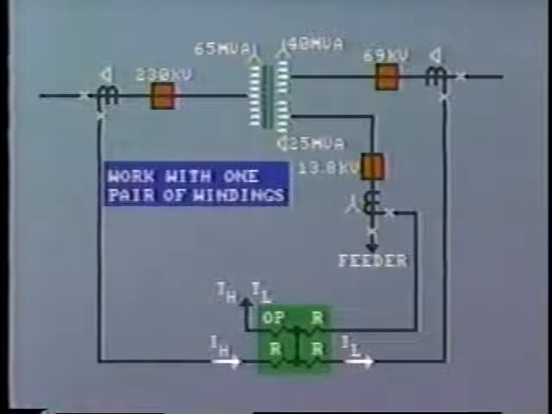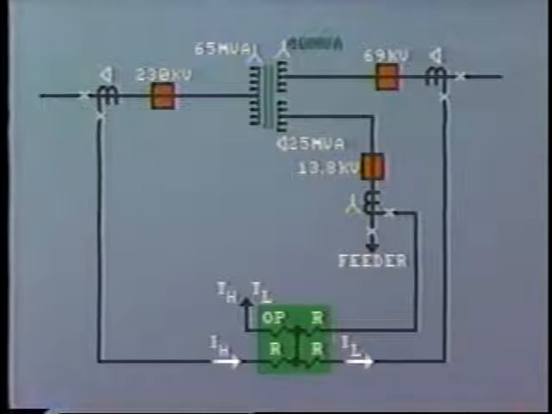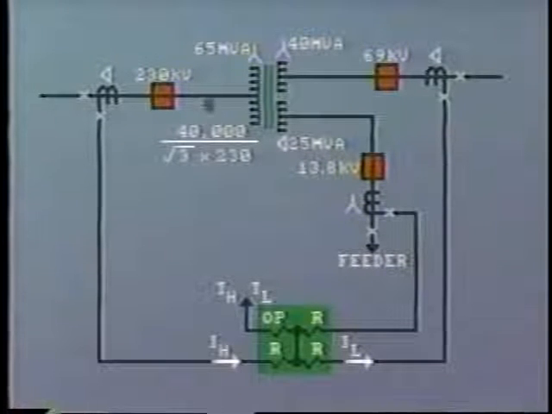The essential feature is to work with one pair of windings at a time and assume the same MVA for both windings. For example, let's consider 40 MVA passing from the primary to the secondary. The line current in the primary will be 40,000 divided by √3 times 230, which equals 100.4 amps.